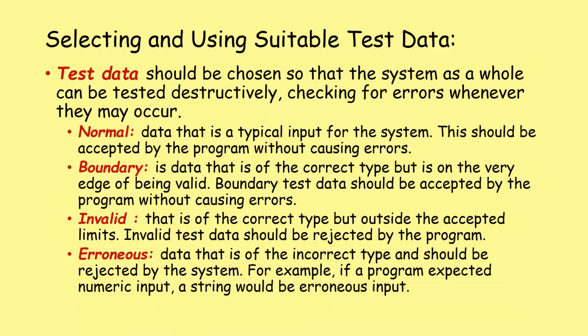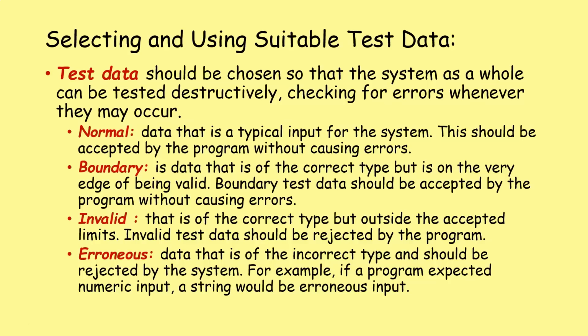Selecting and using suitable test data. Test data should be chosen so that systems as a whole can be tested destructively, checking for errors whenever they occur. So you're not just testing that it works when the data is correct, you have to test when the data is wrong to make sure your program responds appropriately. When we select test data, we should be doing normal, boundary, invalid, and erroneous test data.